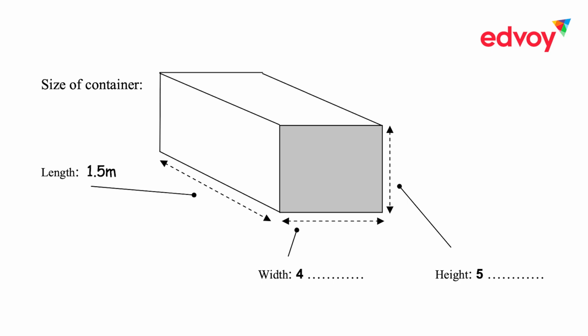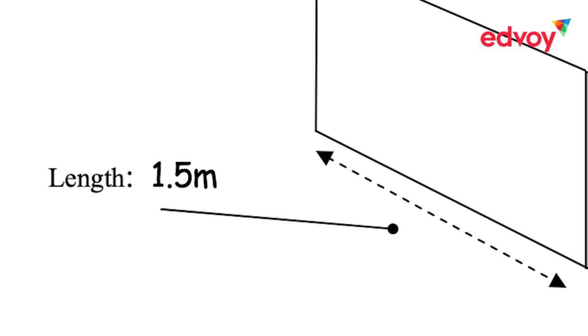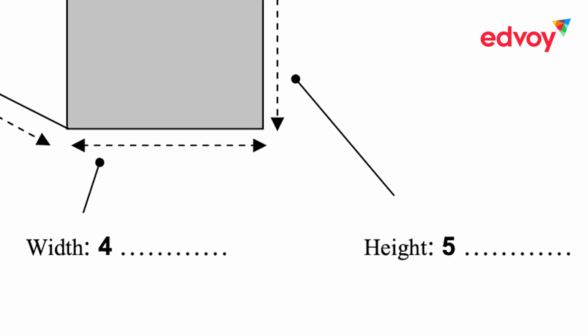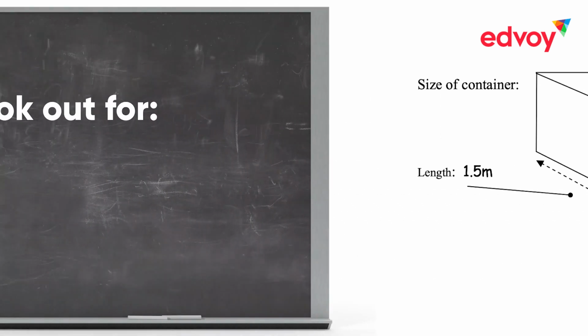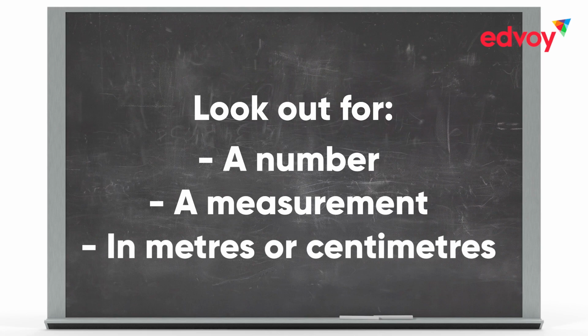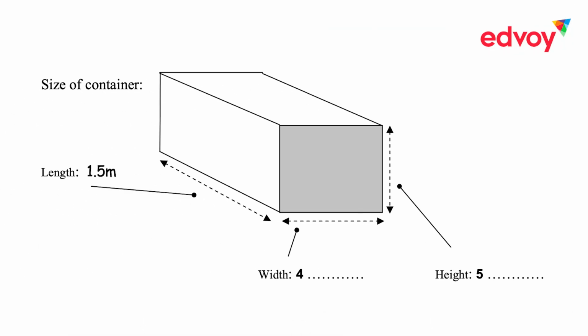We can see that the length is 1.5 meters, and in questions 4 and 5, we need to listen for its width and height. Based on the information given, you should be prepared for a number and a measurement in meters or perhaps centimeters. Looking at the picture and the information that is already given, and knowing that we need to find the answers for the height and the width, we can probably make a prediction that the numbers and the measurements that we're listening out for may be smaller than the length that is already provided.